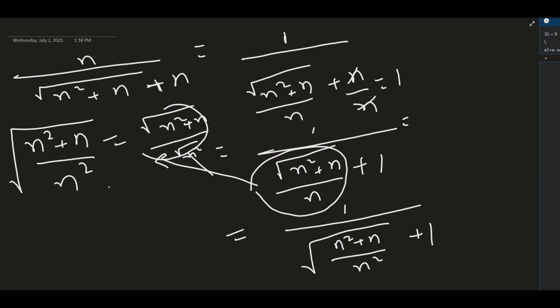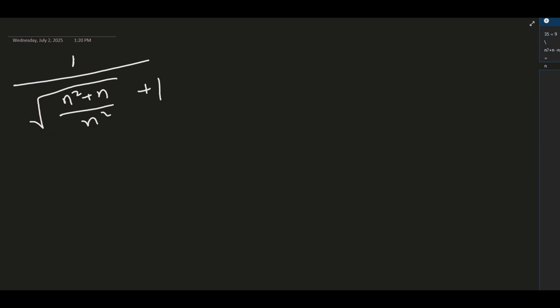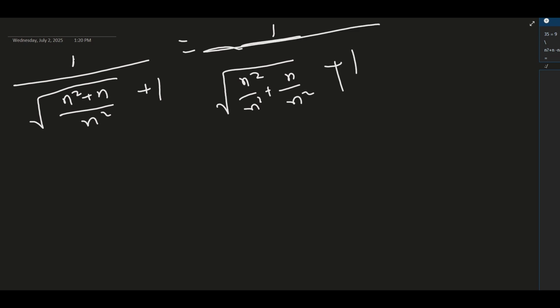Now you move on to the next step, which just involves simplification. So this becomes 1 over a big square root. Now this can be written as n squared over n squared plus n over n squared. I should have been doing this, but let's be thorough. And you can rewrite it as 1 over square root of 1 plus 1 over n, and then there is the plus 1. So now you have this.